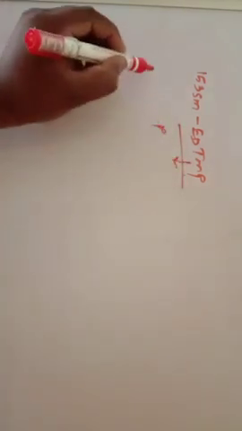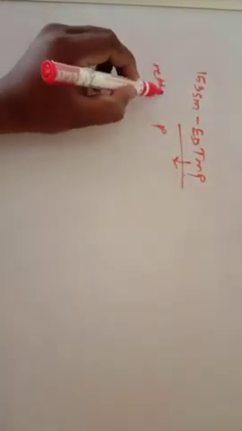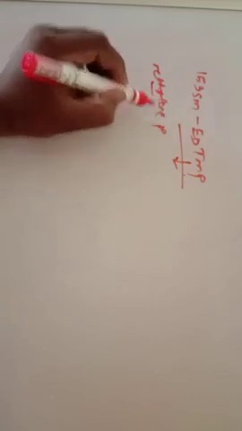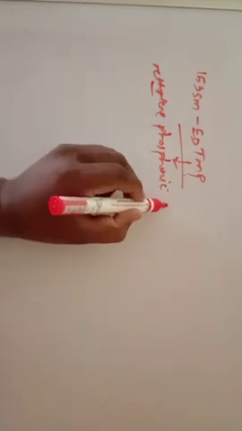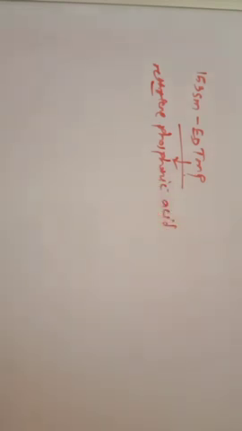So what is this EDTMP? It is an analog of ethylene diamine tetraacetic acid. So in this case it is ethylene diamine tetra methylene phosphonic acid. So it is a phosphonic acid. So we can write this methylene phosphonic acid. So it is the analog of EDTA, methylene phosphonic acid.